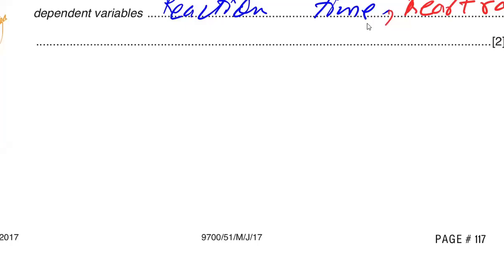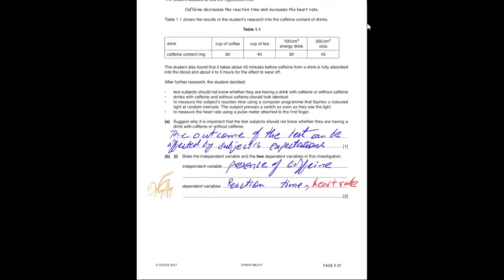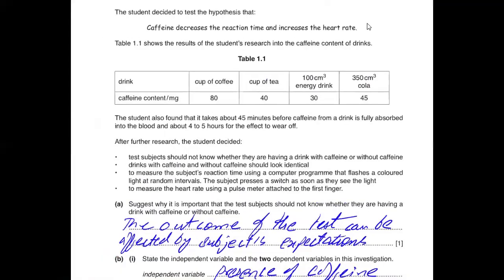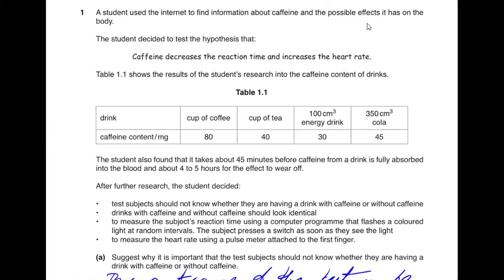Now, the other question that I've picked is from May June 2017. It's from variant 51, and the question here deals with us again with a hypothesis. And here the student used the internet to find information about caffeine and the possible effect it has on the body of an individual. The student decided to test the hypothesis that caffeine decreases the reaction time and increases the heart rate.